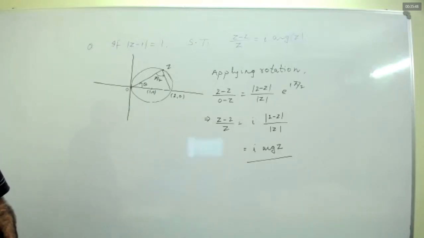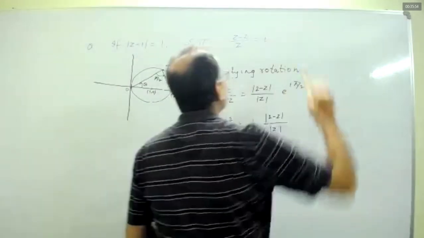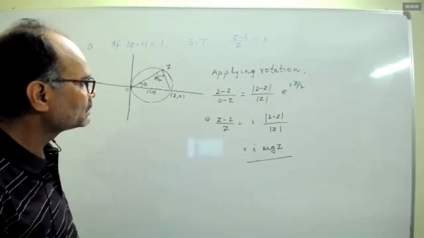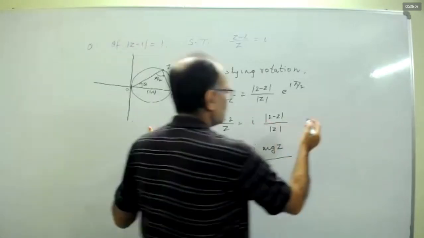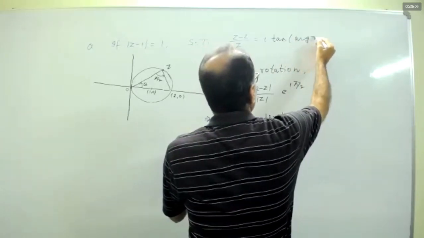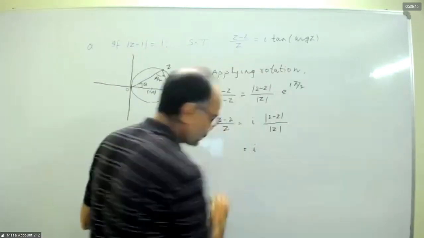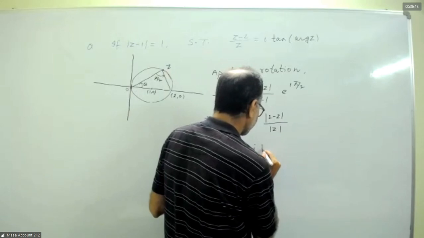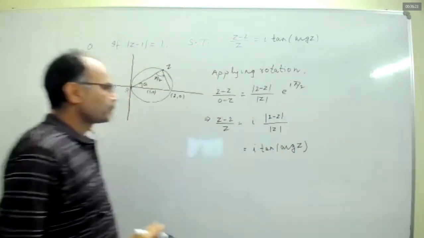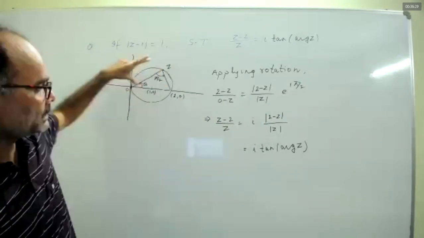So this will be i times tan of argument of z. This is tan of argument of z. Tan theta is this by this.